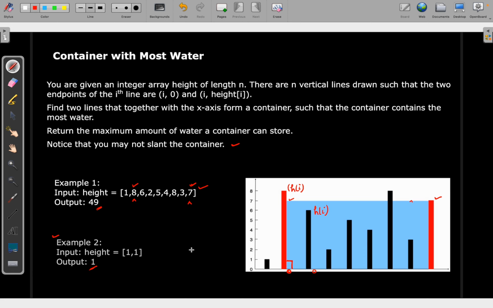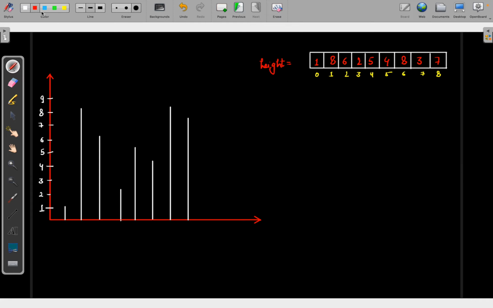So now let's quickly understand how we can solve this question, and understand how we will get the area. Let me quickly draw the container and all these vertical lines. Here you can see I have created this array, and this array represents the vertical lines, the array elements, and here I will get the maximum container.